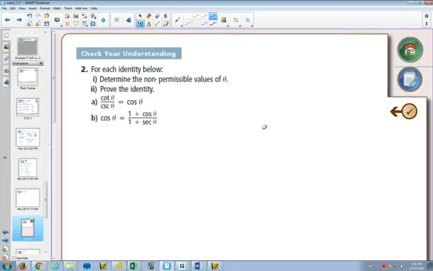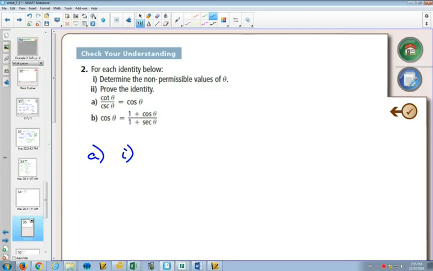Right, example number 2. Part I says, determine the non-permissible values. Well, non-permissible values are things that are not allowed, things that make the function undefined. What are we not allowed to do? Divide by 0, take the square root of a negative. So we have to see in this question, are there any places where we would divide by 0?